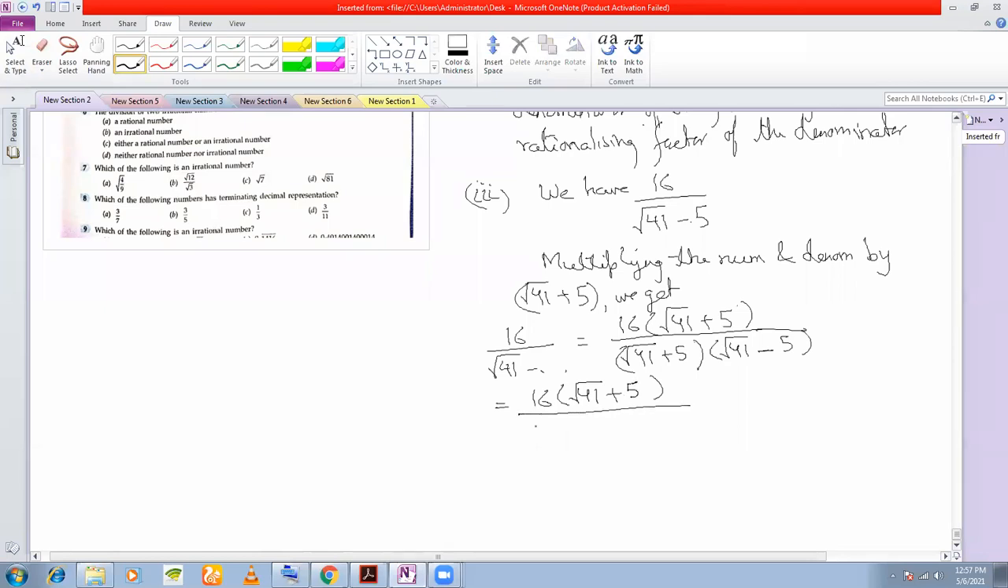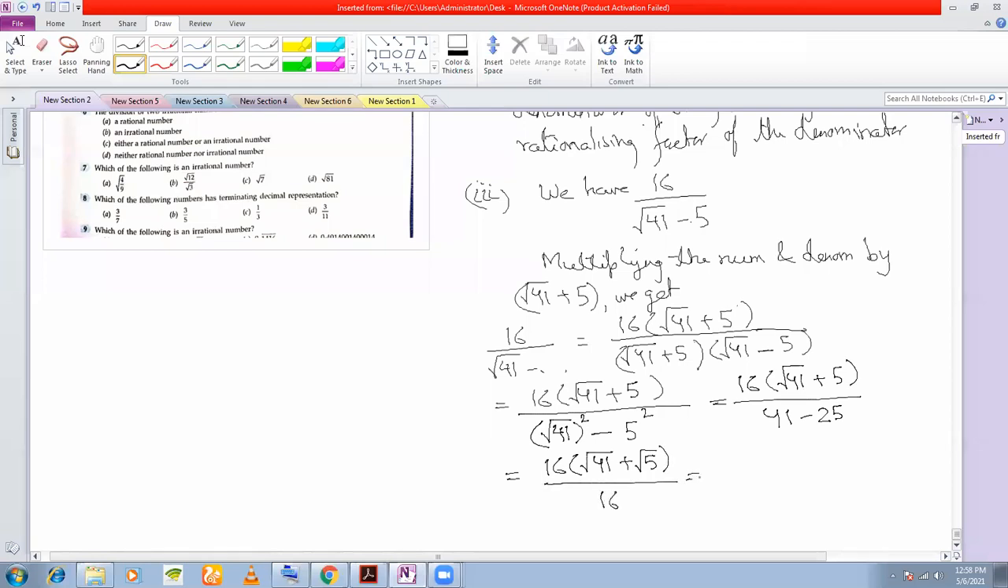Okay, and in the denominator, this is a plus b into a minus b form, which is a square minus b square. See that a is root 41, so a square minus, and b is 5, minus b square. So now we simplify. 41 minus 25. Okay, so what do you get? In the denominator, you're actually getting 16. Okay, so now 16 cancels. So you get root 41 plus 5.